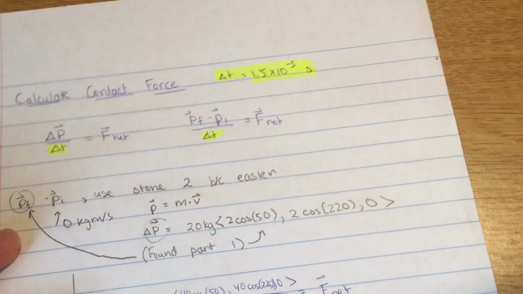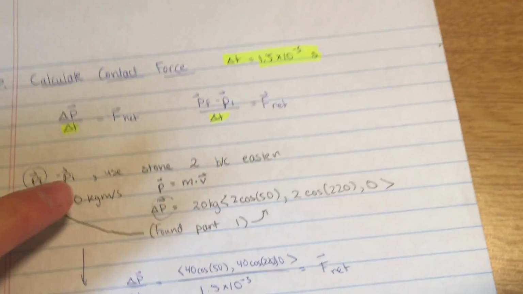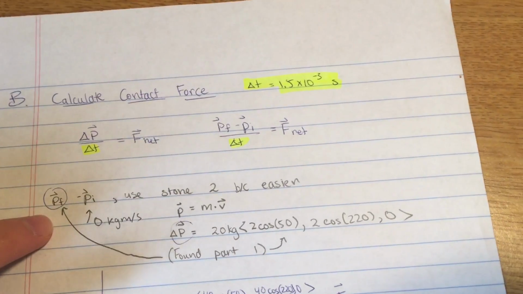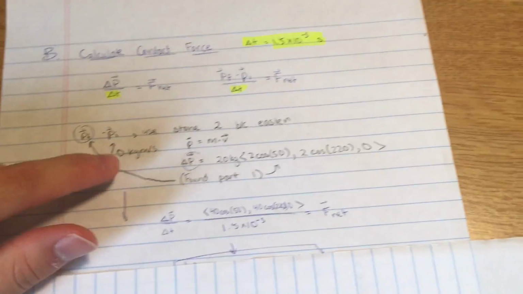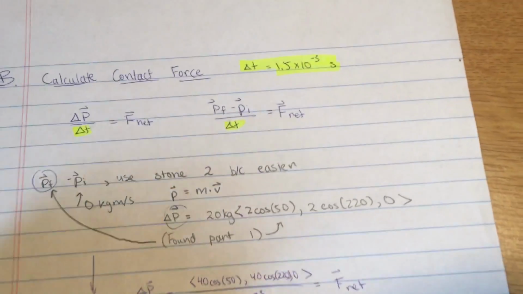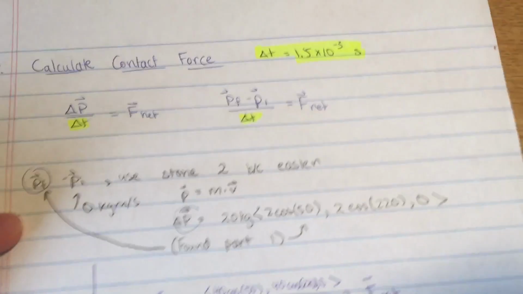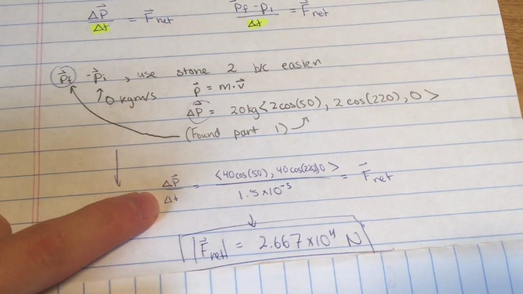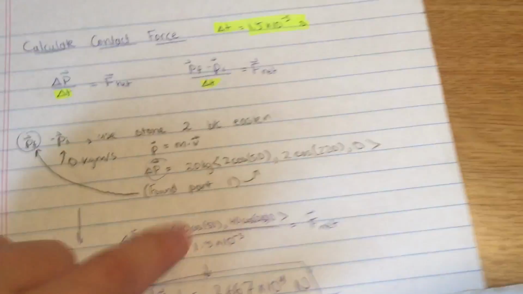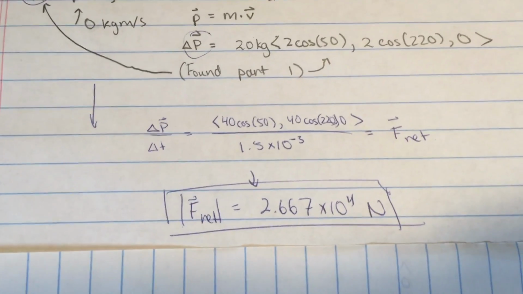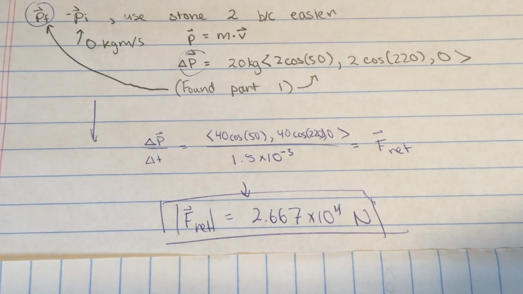So from here, we just take P final minus P initial, and use stone 2. In this case, I use stone 2 because it was easier, because P initial is 0 kilograms meters per second, so delta P is just simply the final momentum. So plugging it in, change in momentum over change in time, plug in the values, divide, and then you get the net force is equal to 2.667 times 10 to the 4th.